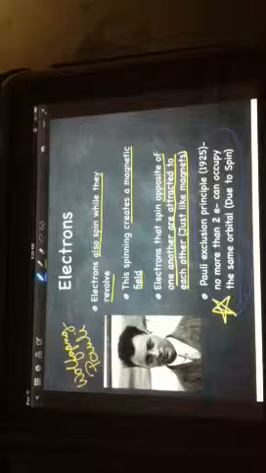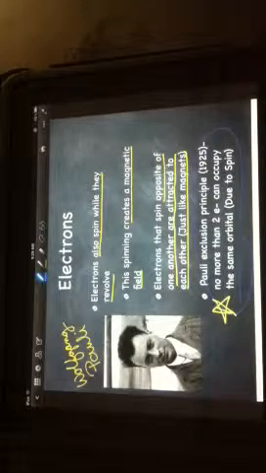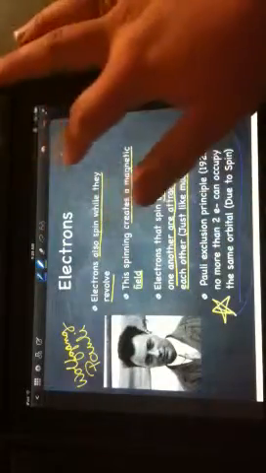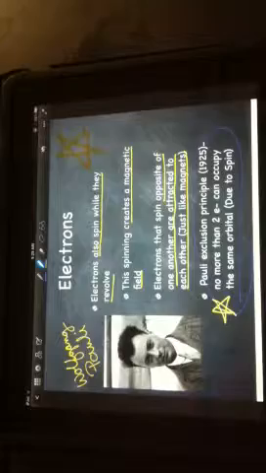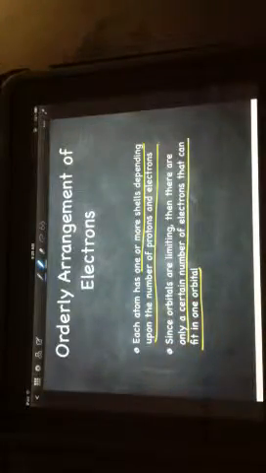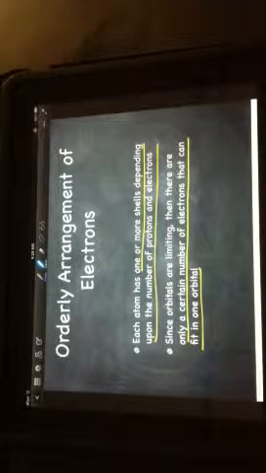So, this right here, Pauli's exclusion principle. No more than 2 electrons can occupy the same orbital due to spin. This guy is very, very important. Great short answer question. He's going to be instrumental to electron configuration. All right. Orderly arrangement of electrons. Each atom has 1 or more shells depending upon numbers of protons and electrons. Since orbitals are limiting, there are only a certain number of electrons that can fit into one orbital.